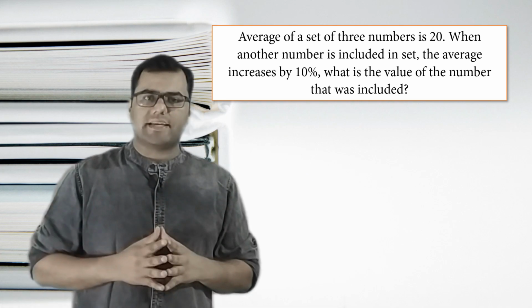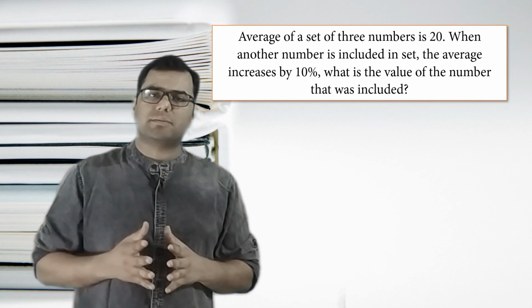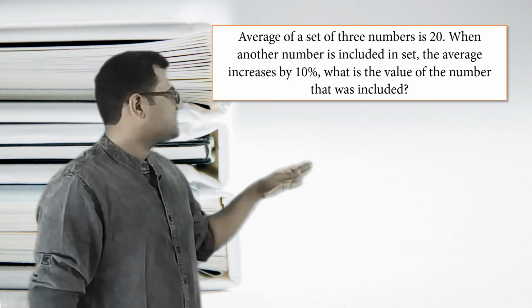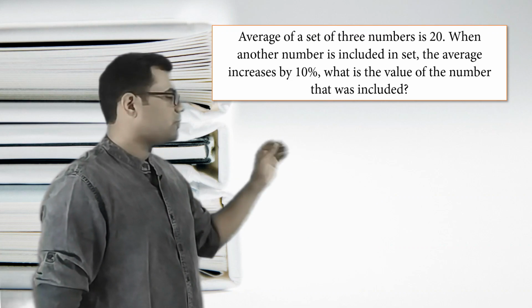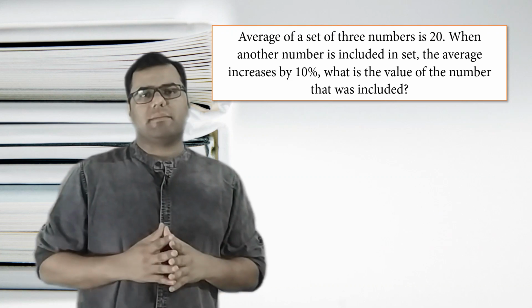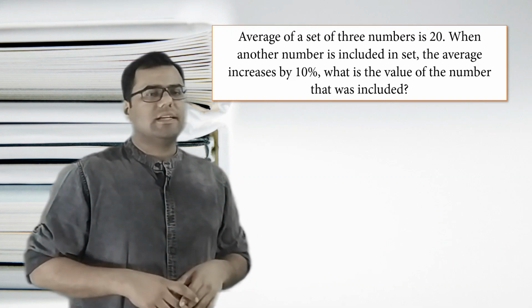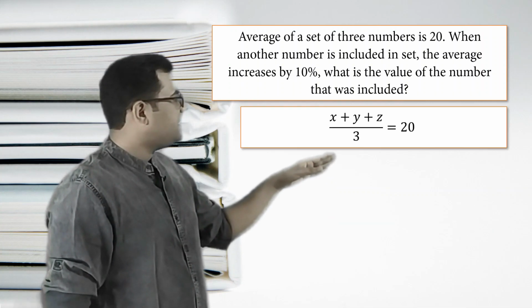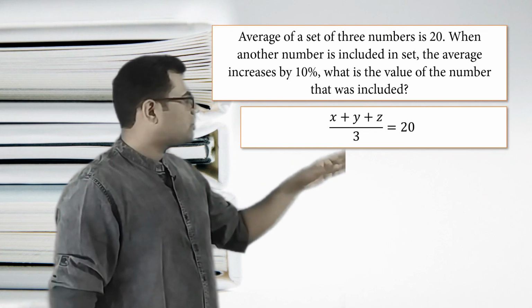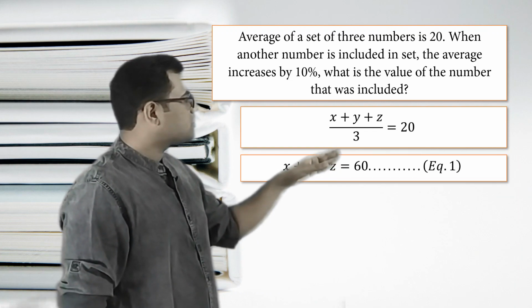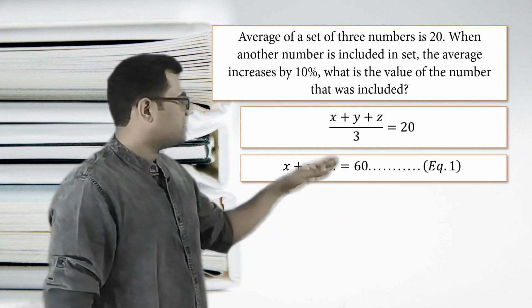We start with the first linguistic statement, and we will make a mathematical expression of it. The first linguistic statement says that the average of a set of 3 numbers is 20. I do not know the 3 numbers, nor do I want to know. Let's say these 3 numbers are x, y and z. So I can write the mathematical expression as x plus y plus z divided by 3 equals 20. And now I have x plus y plus z equals 60. I'll say that this is equation number 1.